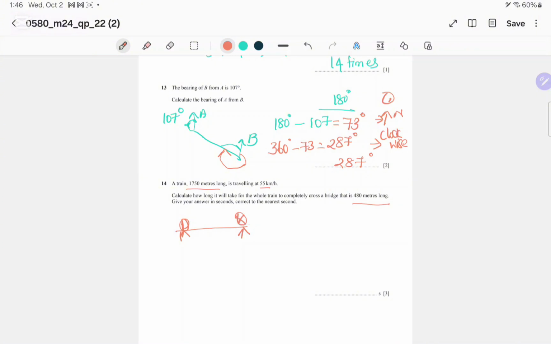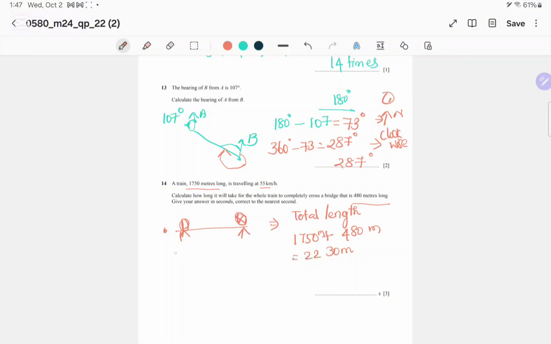When it reaches the end, the last wheel should cross the bridge point. So we have to calculate the total distance to cross both the bridge and the train length. The train length is 1750 plus the bridge length 480, which comes to 2230 meters. This is the total length of the bridge plus the train. It should cross the whole length, from the beginning until the last wheel crosses the bridge end.